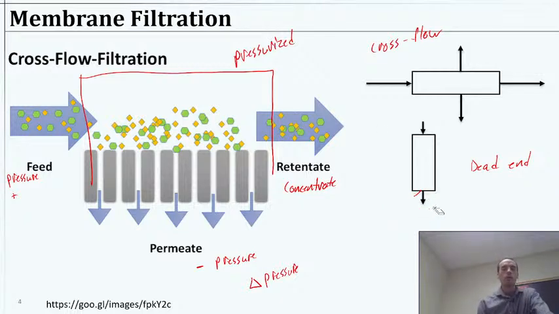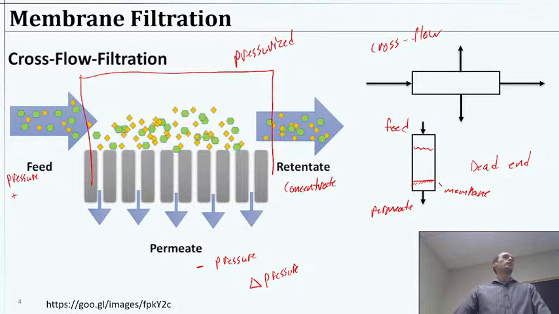So the way I'm going to draw this on this little box diagram is to say I'm going to add a little thing here that we will call our membrane. So if that's our membrane, then we really just have two flows here. One would be the feed and one would be the permeate. Now, we can retain some concentrate here.